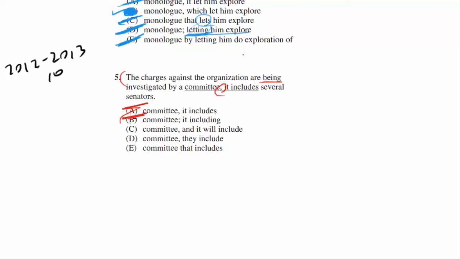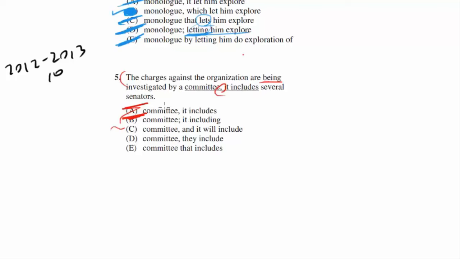So that's awkward, unidiomatic, wordy. We're not going to go with that one. How about C? The charges against the organization are being investigated by a committee, and it will include several senators. So nothing grammatically wrong, but we would hope to find a shorter choice than that, because that's a bit long. Let's look at D. The charges against the organization are being investigated by a committee.